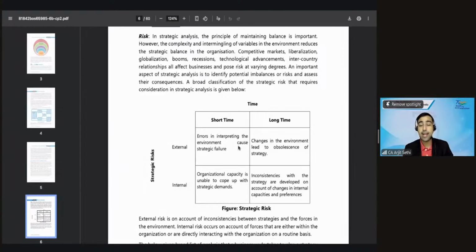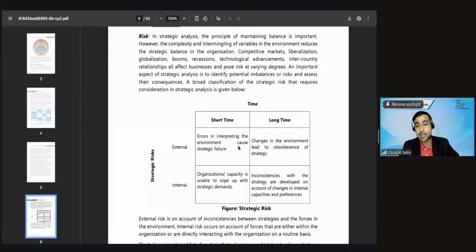Okay. An external long term risk is when changes in the environment lead to obsolescence of strategy. एनवायरनमेंट ही चेंज हो गया, लॉन्ग टर्म एक्सटर्नल रिस्क है. If your assumption about the environment was wrong, that's an external short term risk because you can still recover from it. Environment ही change हो गया, it's a long term external risk. अब पता नहीं जब favorable होगा, then we'll see. Whenever it becomes favorable again, then we'll see.